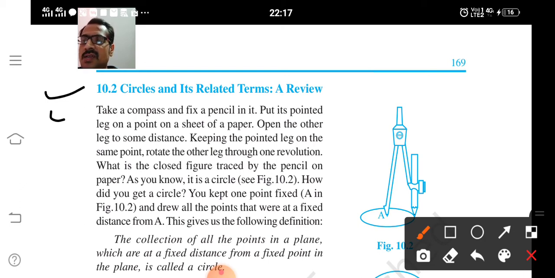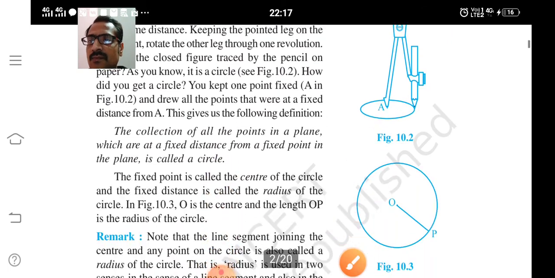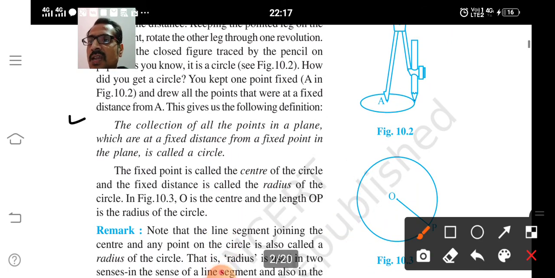How did you get a circle? You kept one point fixed and drew all the points that were at a fixed distance from A. This gives us the following definition. The collection of all the points in a plane which are at a fixed distance from a fixed point in the plane is called a circle.